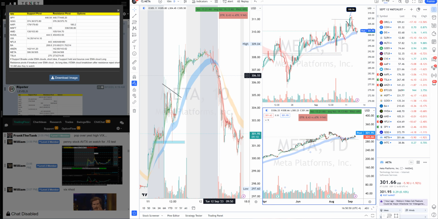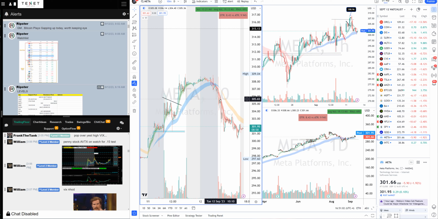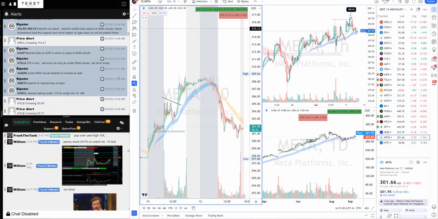And what was the resistance? 309.04. That's where it rejected the first candle, made a wick into the EMA Clouds, and then dropped further for an all-day fade. That was my bias. That's what my system was telling me, to have a bearish to neutral bias, as you see right before the open.